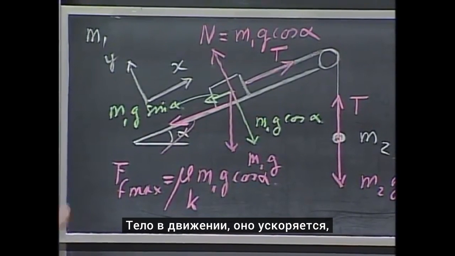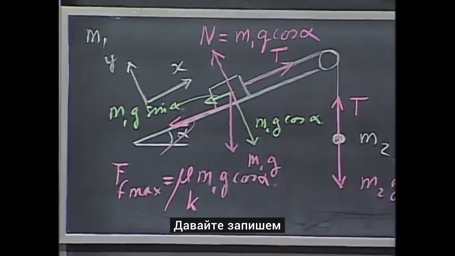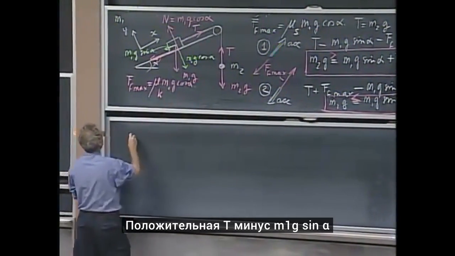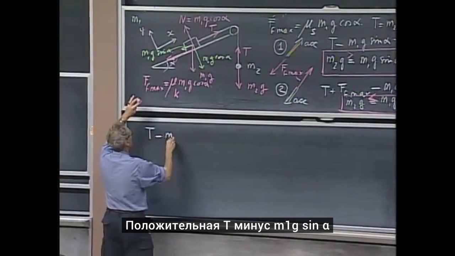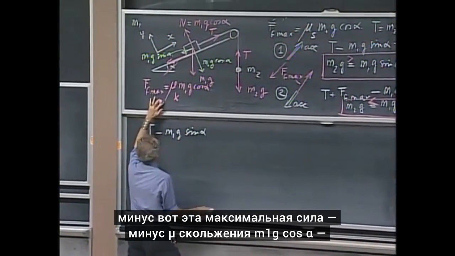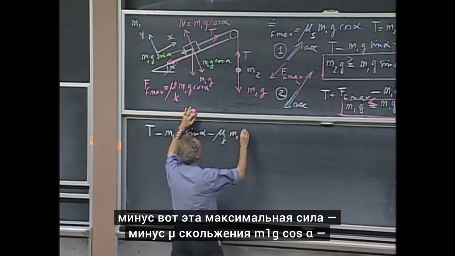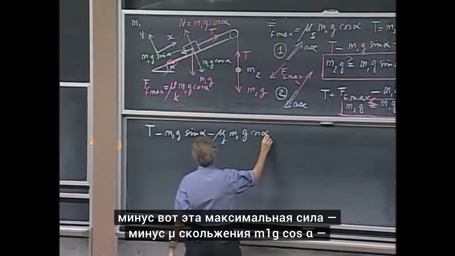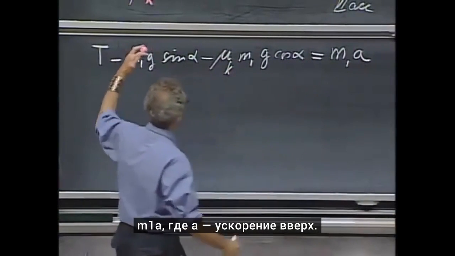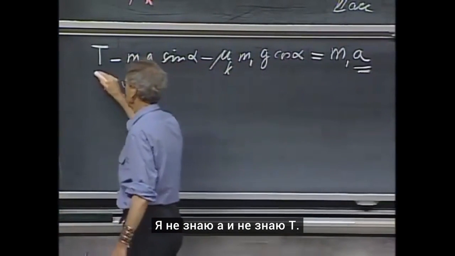It is moving, for sure, it's going to be accelerated, so the frictional force is in this direction, has this value. So let's write down now Newton's second law in the x direction. So we have T in the positive direction minus m1 g sine alpha minus this maximum force, minus mu k m1 g cosine alpha, and that now, according to Newton's law, must be m1 times a, if a is the acceleration uphill. One equation with two unknowns. You don't know a, and you don't know T.